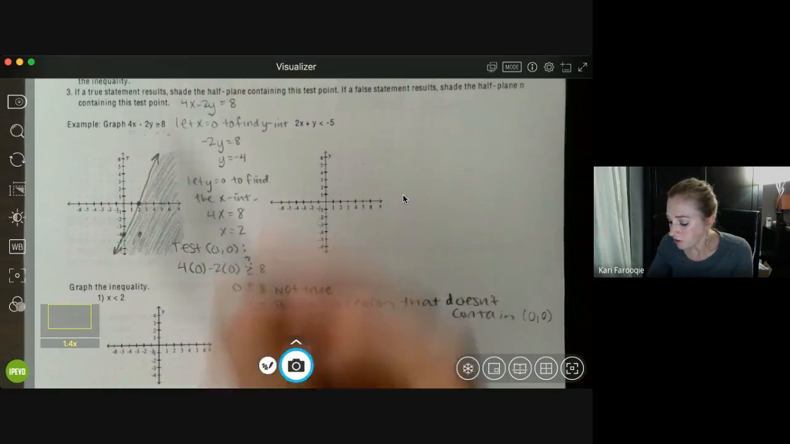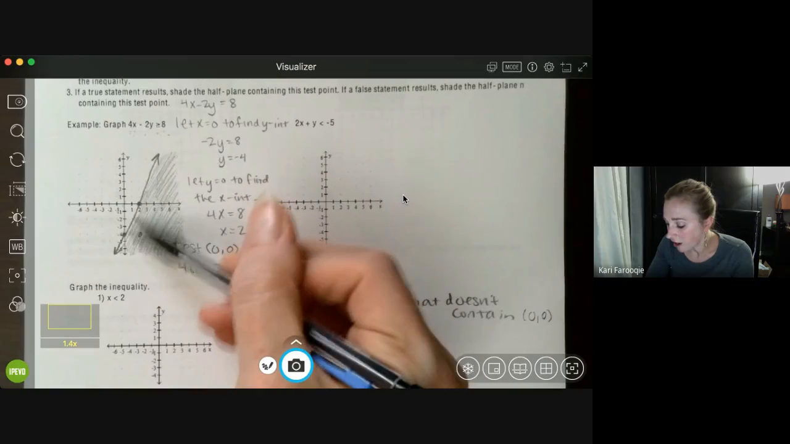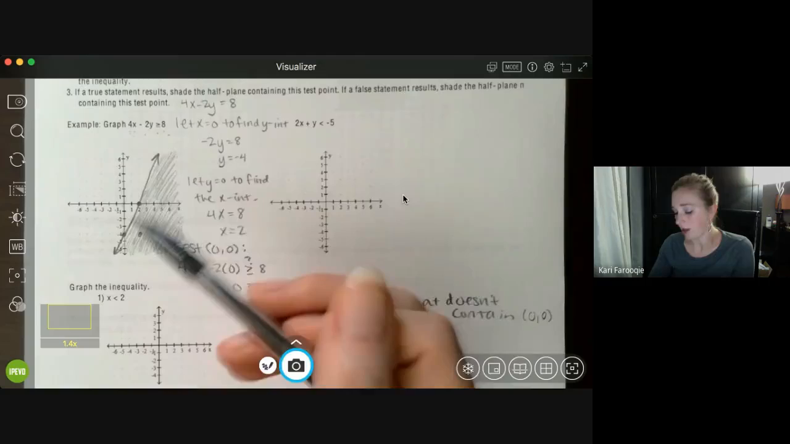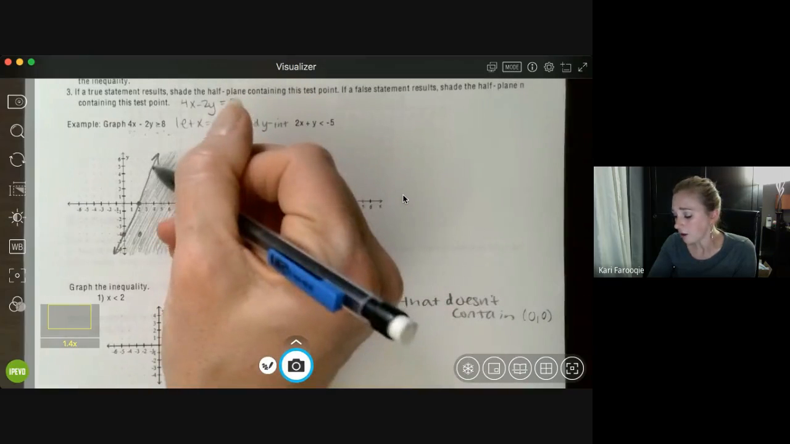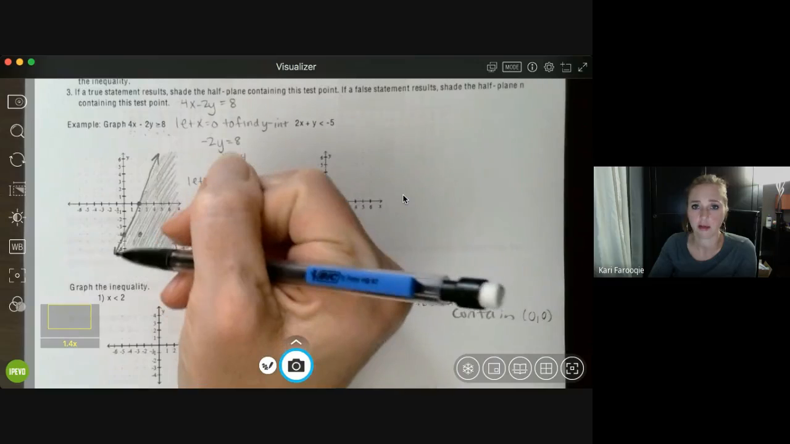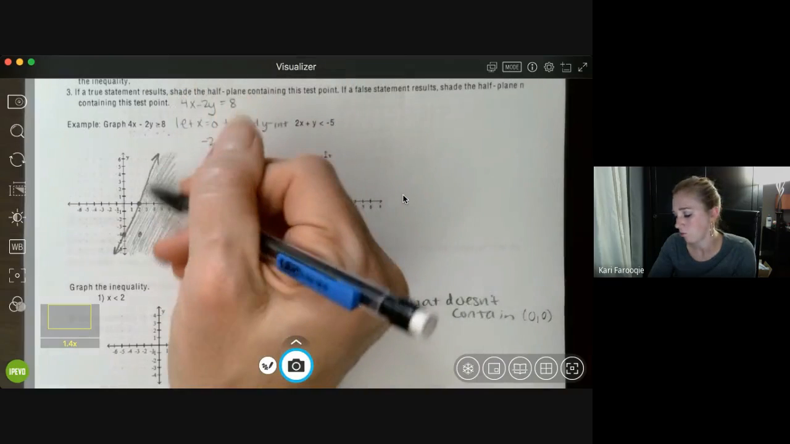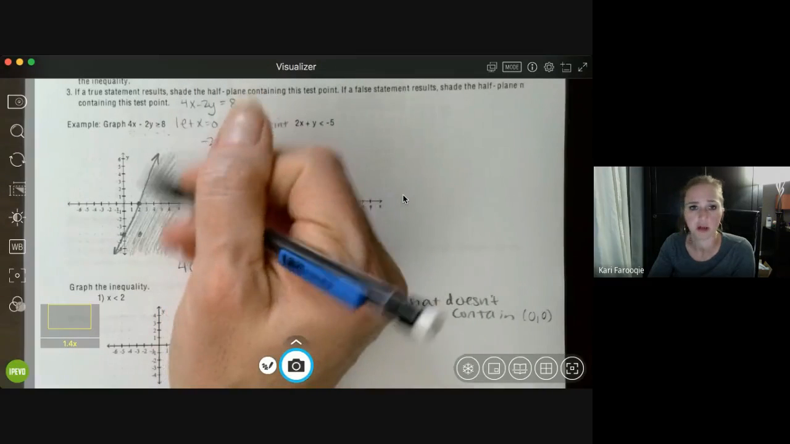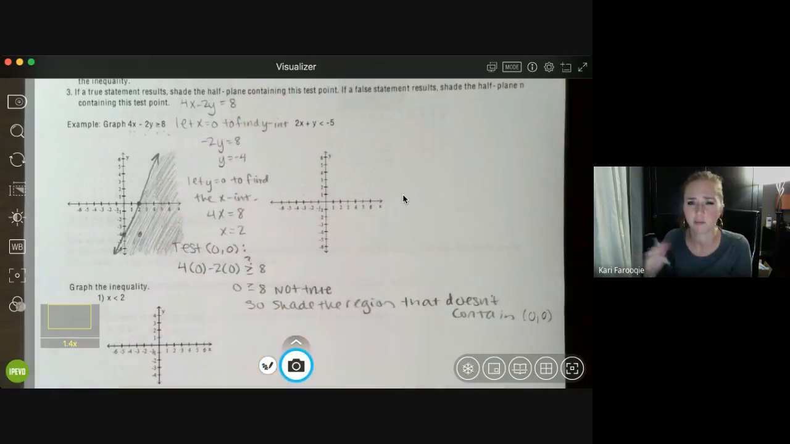Now, the deal with the solid line versus the dashed is that when you have a solid line, you technically are going to solve the inequality on the line. And if you have a dashed line, then you cannot be equal to that line. So you can't use a point on the line as a test point. You have to pick something that's clearly on either side.